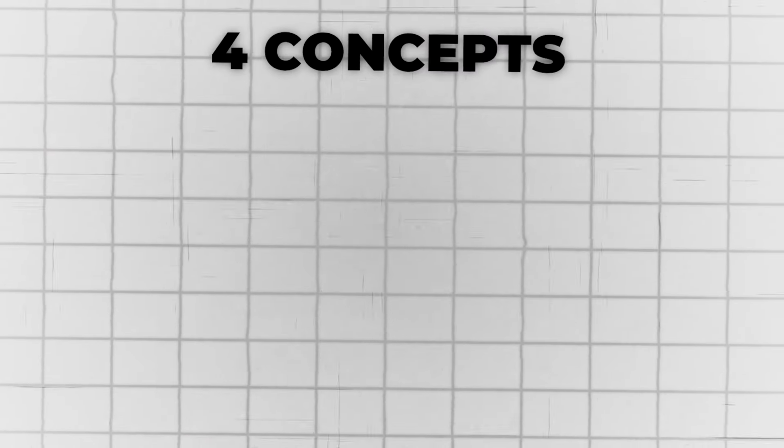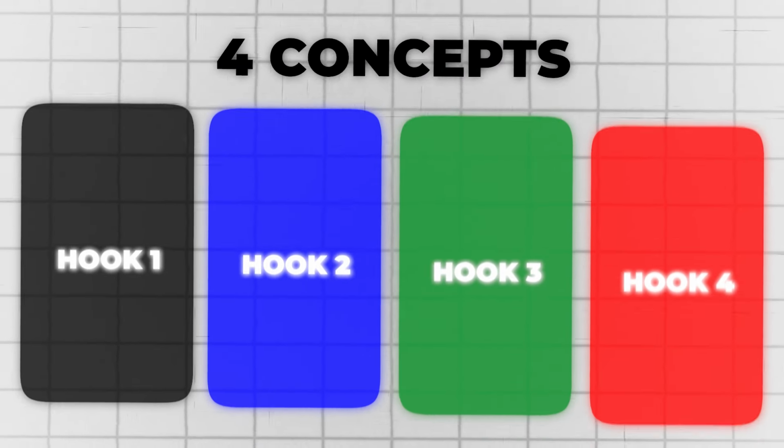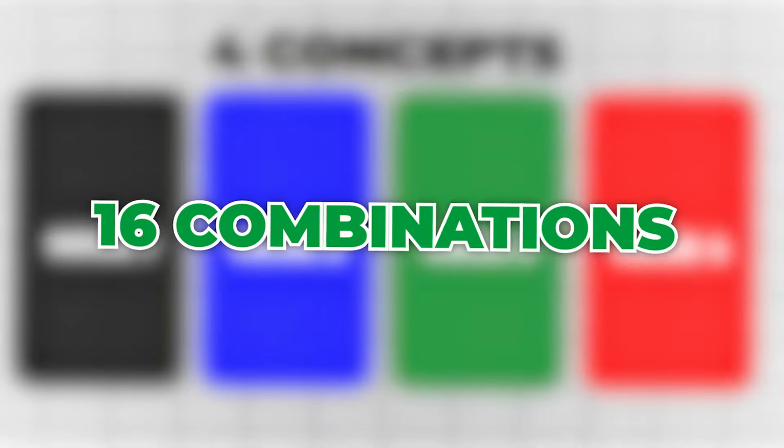So to summarize, you're going to have 4 different concepts with 4 hooks, and then you're going to pair those 2 together to have 16 ad combinations. And if you can't find a winner with 16 ad combinations on your product, then you either have a skills issue or the product is not right for you.